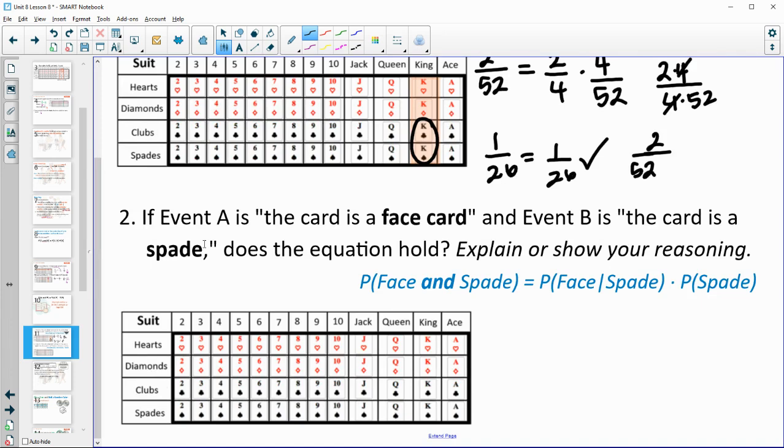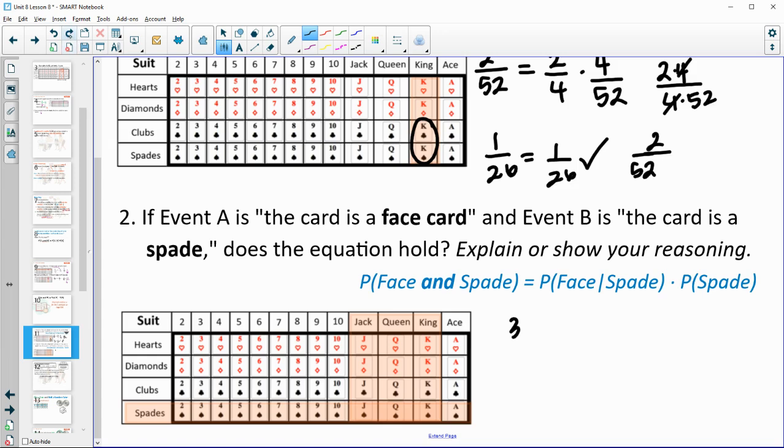All right, then number 2 says event A is a face card, B is a spade. So a face card and a spade. And face cards, remember, are jacks through kings. So we want it to be a face card and a spade. So we want these 2 overlapping. And so we see 3 cards out of 52 that are faces and spades.